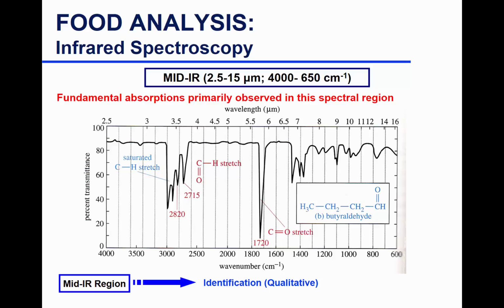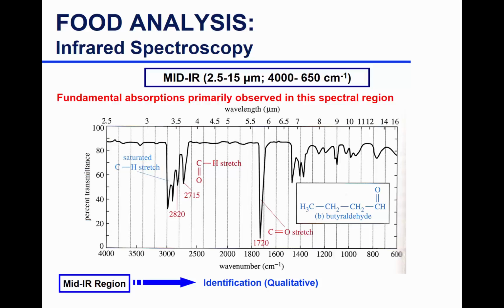And this is a typical spectra of butyraldehyde. You'll see that every peak corresponds to a particular bond, a stretching of CH, or a stretch of C double bond to O. So each bond within that molecule will have a specific either stretching or bending at a particular wave number.